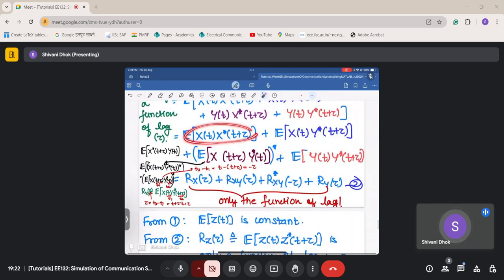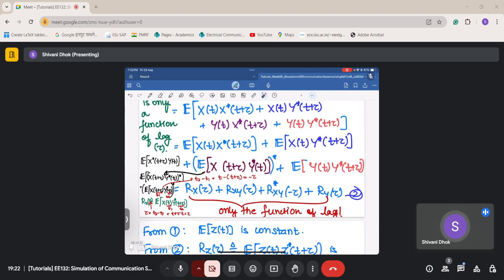The first term here is simply the autocorrelation function of your x, so that is rx of tau. Then the second term is the cross-correlation function that we had defined like this, so it is simply rxy of tau. The third term we just discussed, and the fourth term is expectation of y of t plus tau times y conjugate of t. Again, this is the autocorrelation function of random process y, so this is ry of tau.